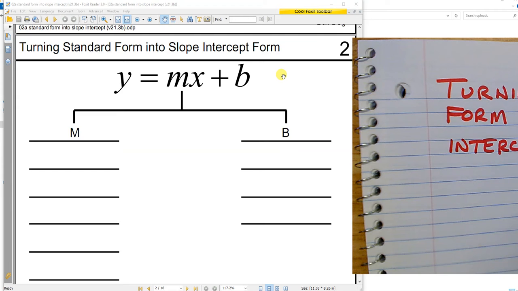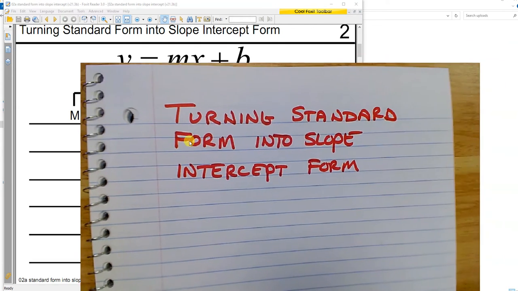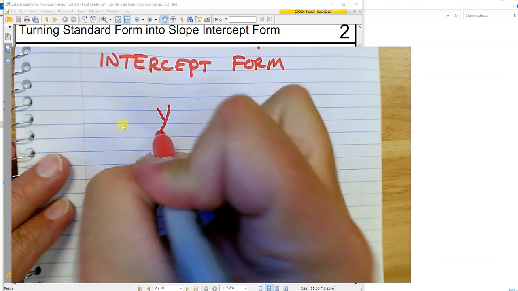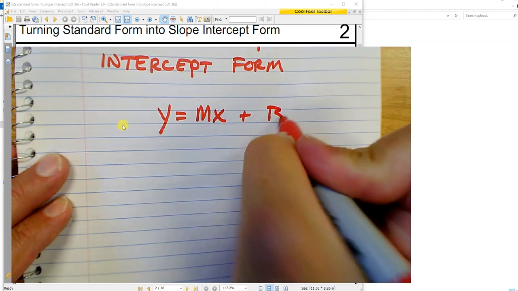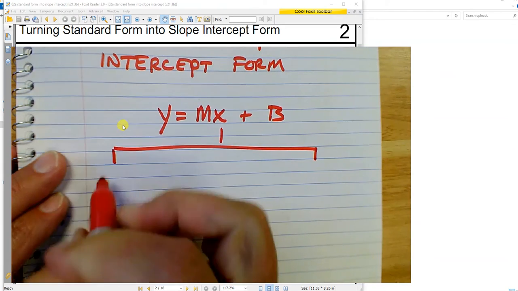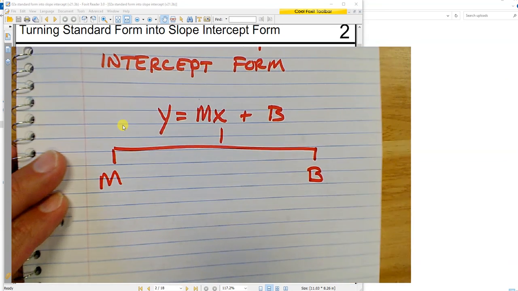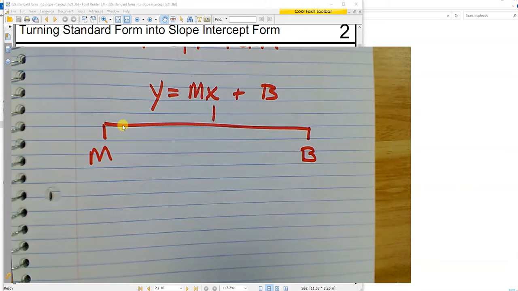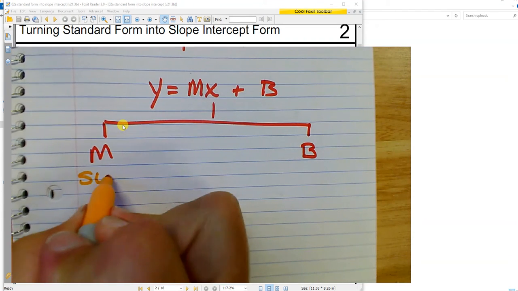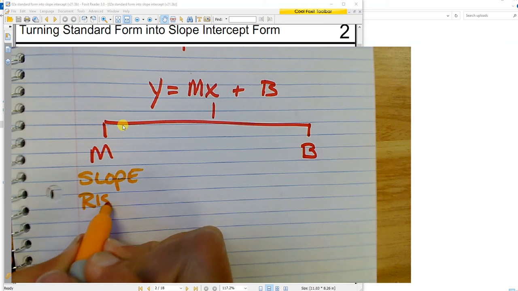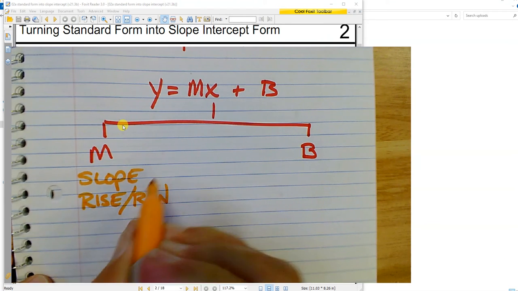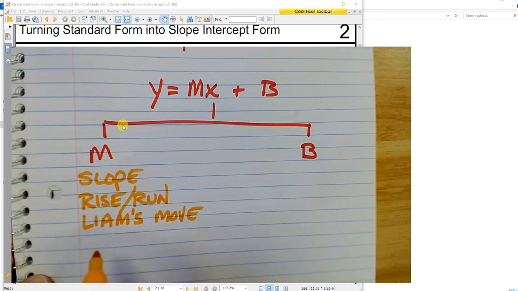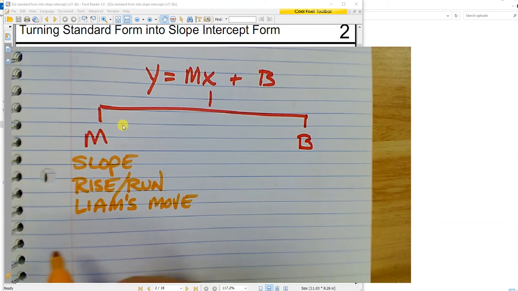So here is slope-intercept form. Let's remember everything about it and why we like it. So, a tree map for slope-intercept form. Y equals mx plus b. And tell me everything we know about the m's and the b's. M is the slope, which is rise over run, which is Liam's move, which is also called the rate of change.